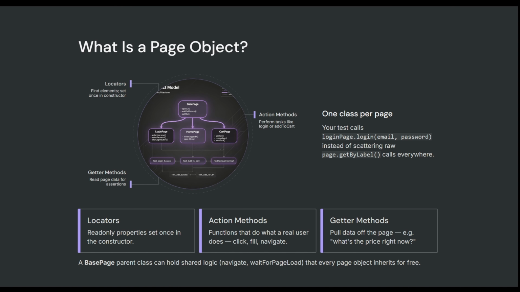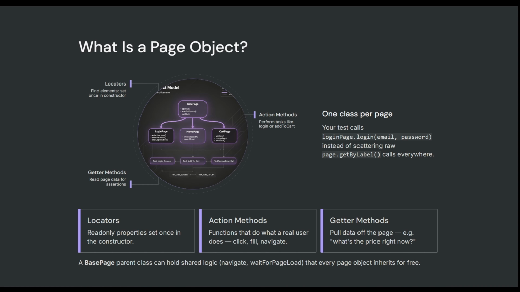Okay, so a page object is just a class. That's really all it is. One class represents one page in your app, like a login page, or a products page, or a cart page. And inside that class, you've got two main things. First, the locators. Those are the things Playwright uses to find elements on the page, like a button or an input field. And second are the methods.